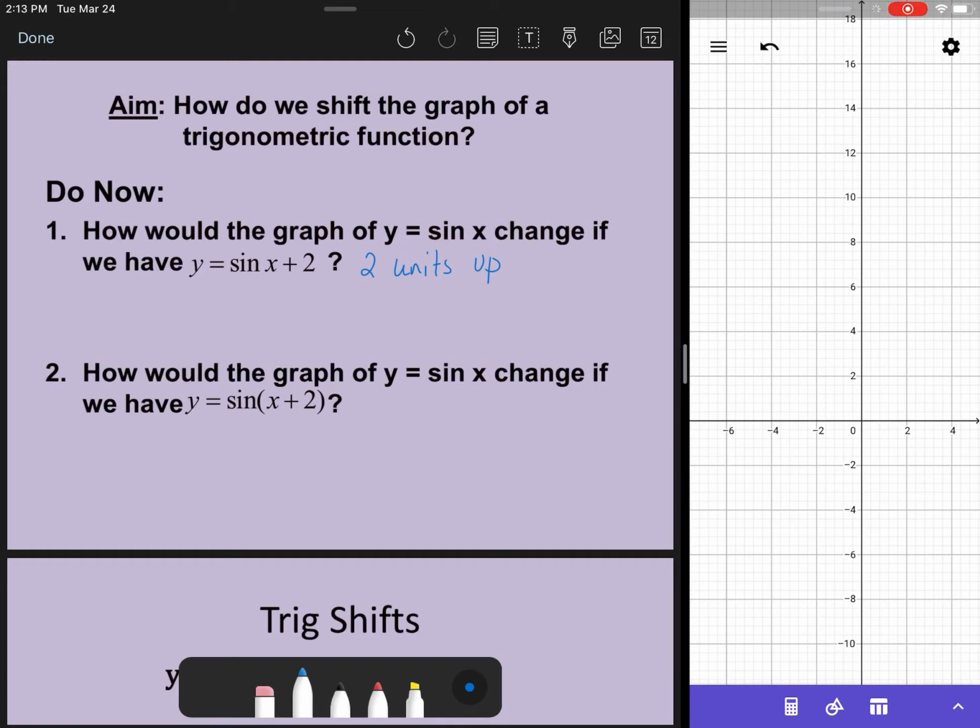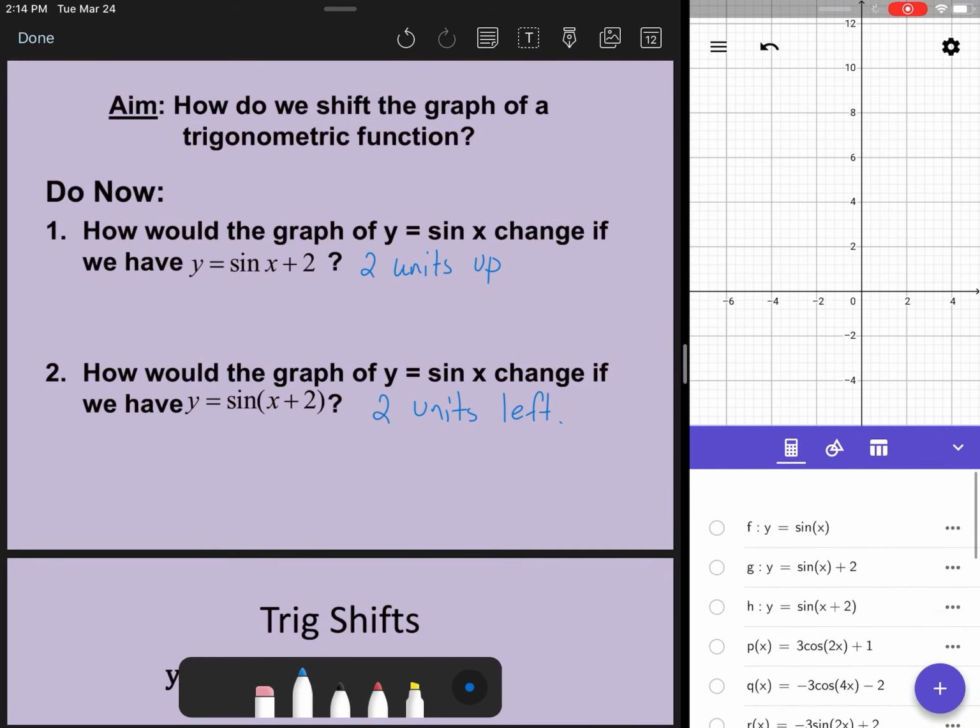All right, and the second question, how do we graph y equals the sine of x change if we have y equals the sine of x plus 2? Now notice what's the difference between 1 and 2. In 1, we have 2 being added, no parentheses. It's being added to the sine of x. And then in question 2, 2 is being added to x, so it's the sine of (x plus 2). Now this refers to a horizontal shift. Remember, we're in the parentheses, horizontal shift. What direction are we going? The opposite of the sign. So this is going to be a shift 2 units left.